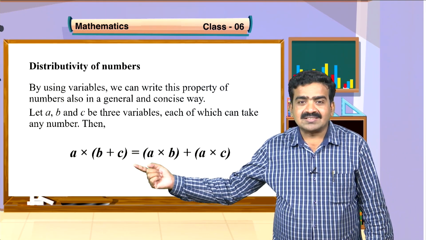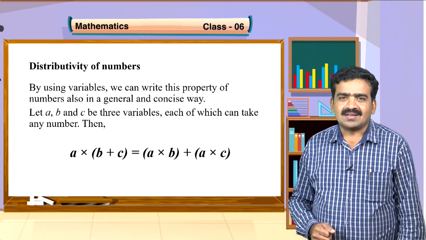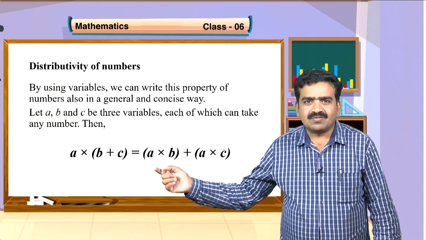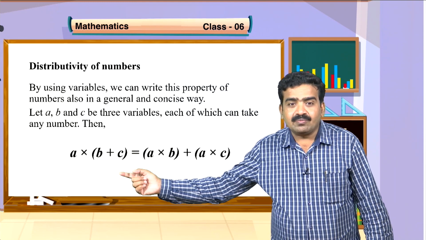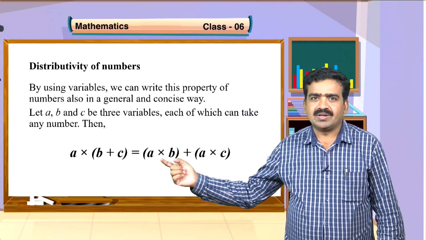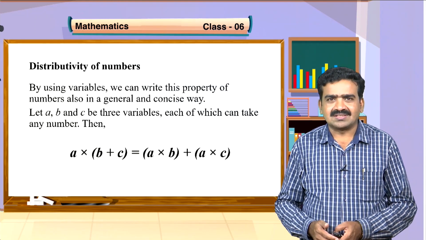A into b plus c is equal to a into b plus a into c. So, what does the distributivity of numbers tell us? It tells us that a into b plus c is equal to a into b plus a into c. This is what we discussed in the previous session.